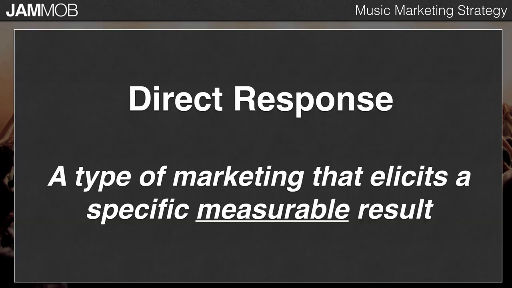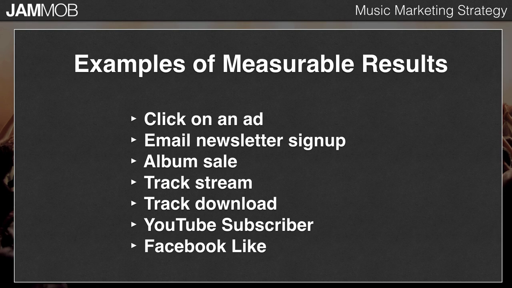Direct response is a type of marketing that elicits a specific measurable result. So examples of these types of results include clicking on an ad, an email newsletter sign up, an album sale, someone streaming a track, someone downloading a track. This is all stuff that is very, very measurable.